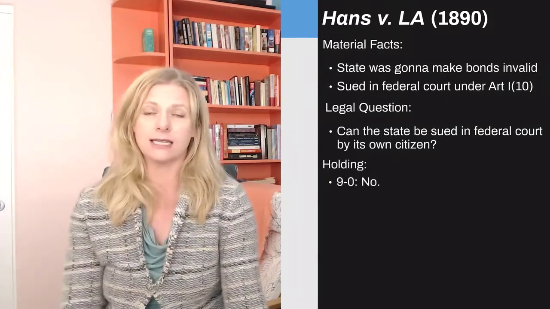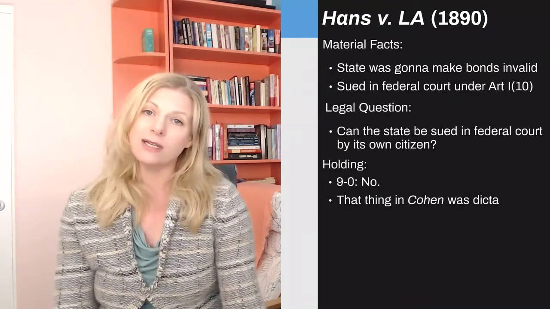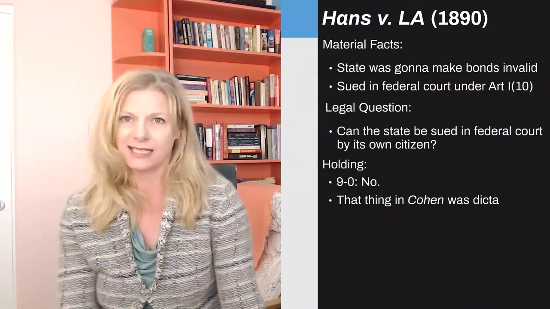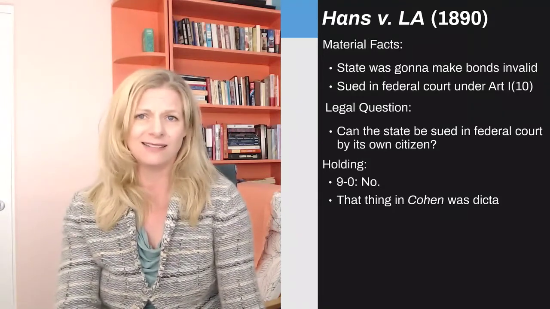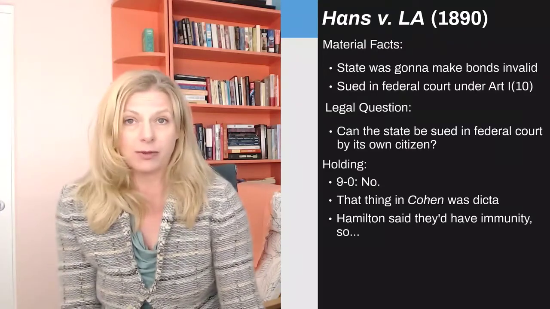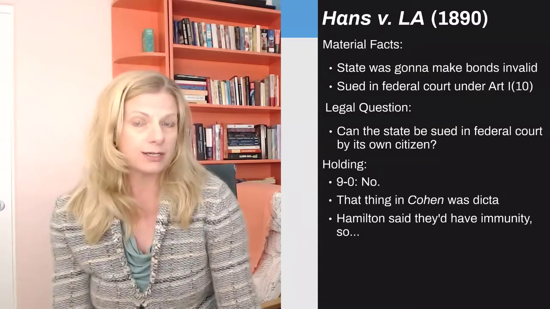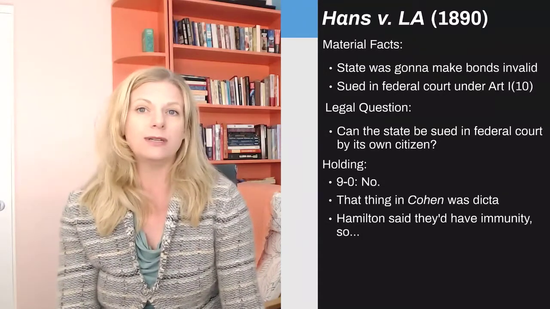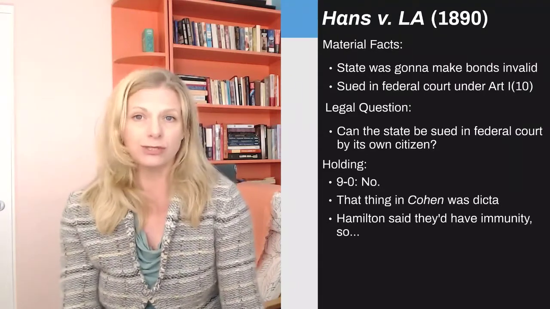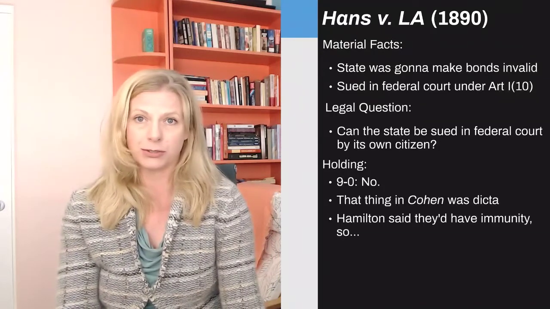The holding in this case was unanimous, and it was no. And the court says, look, I know that Marshall said something about this a while back, but that was all dicta. That didn't actually mean anything. They also do bring up Hamilton's argument from Federalist 81 and said that clearly he had envisioned that state sovereign immunity would absolutely not be overruled by the Constitution.